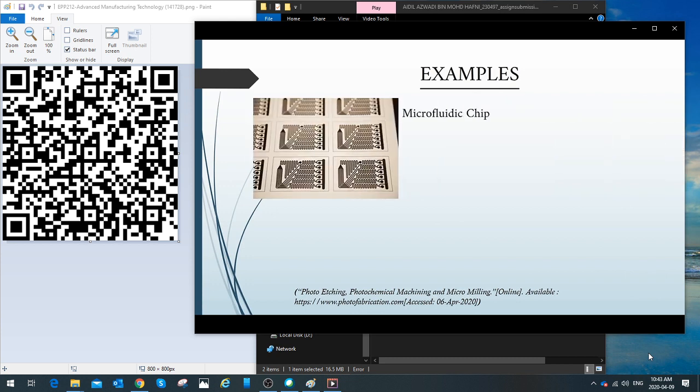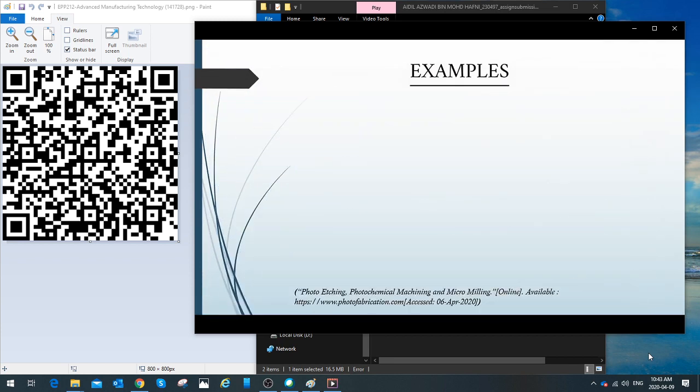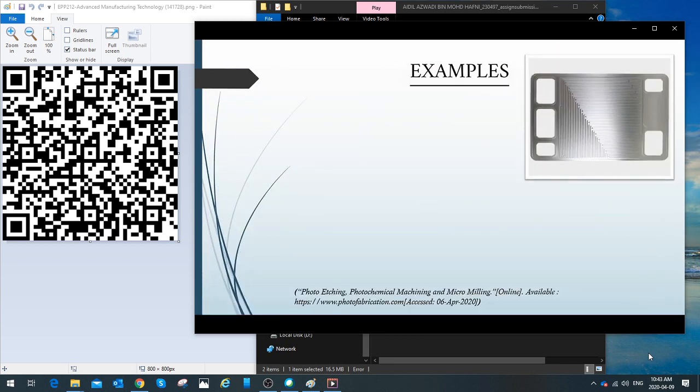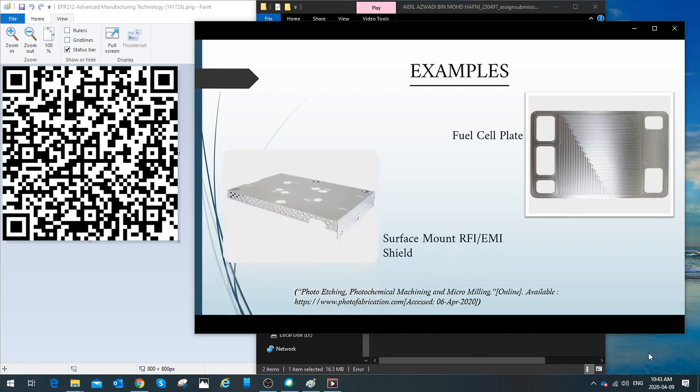First, the microfluidic chip, the one that we talked about just now. The second one is lead frame, which holds the integrated circuit or IC. Next is the fuel cell plate. And last but not least, surface mount shield for RFI or EMI.